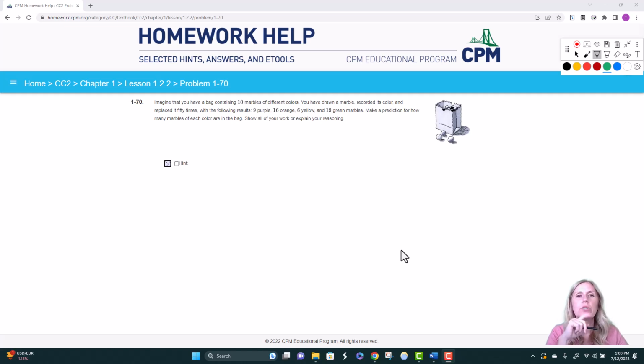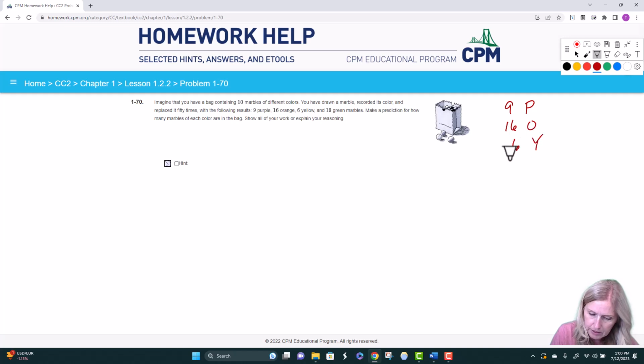Okay, so the first thing you want to do is count up the total amount of draws, which means we need to add. I'm going to write, there's 9 purple, 16 orange, 6 yellow, and 19 green. So that would be 15, 30, 35, 50. Okay, so there are 50 total draws here.